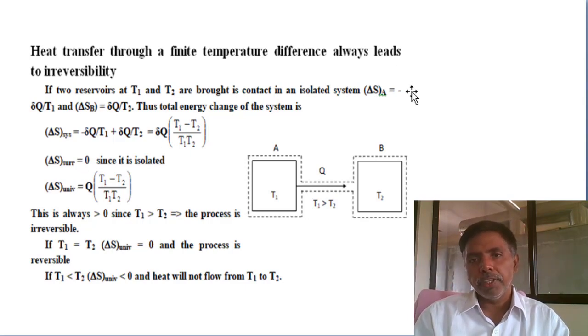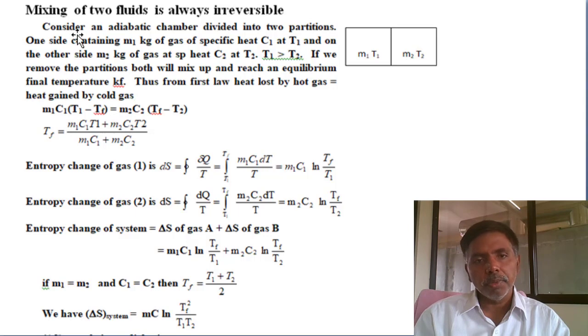So a finite temperature difference always leads to entropy generation and irreversibility. The second one is mixing also.